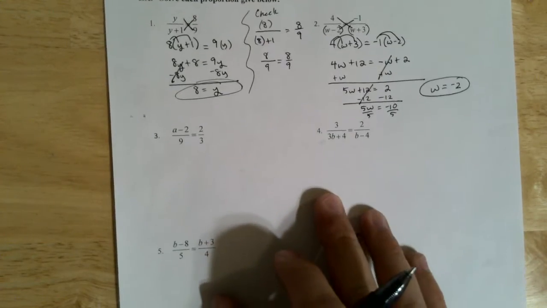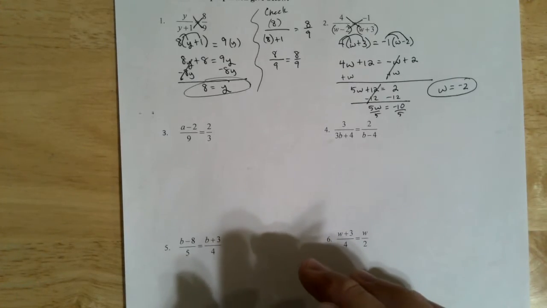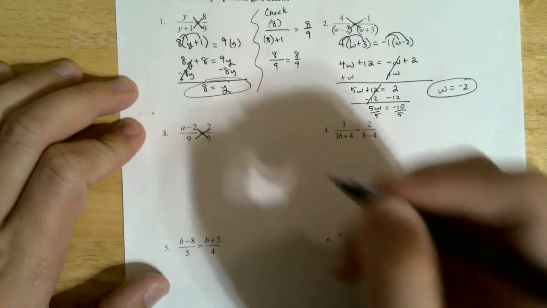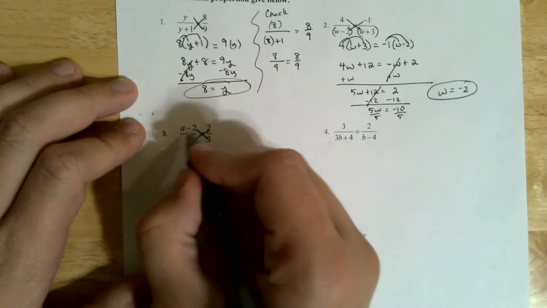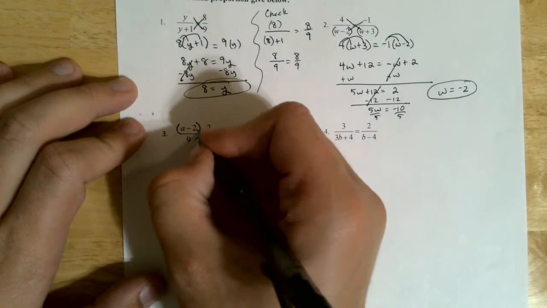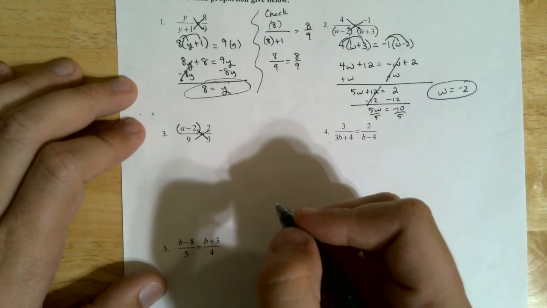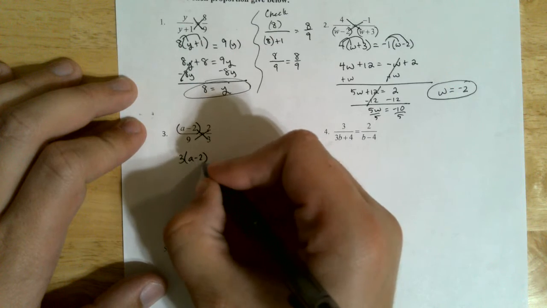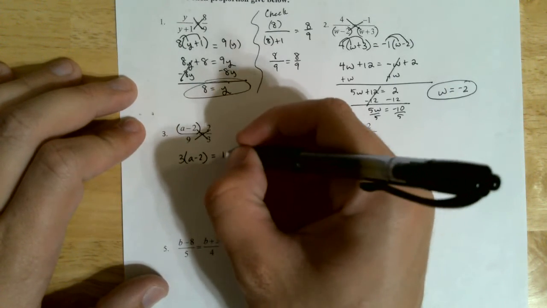All right, next up, number 3. A minus 2 over 9 is equal to 2/3. So we're going to solve this proportion by same thing, cross multiply. We got two things here, a minus 2. Put it in parentheses. Be careful with that. 3 times a minus 2, put that in parentheses, is equal to 9 times 2, 18.